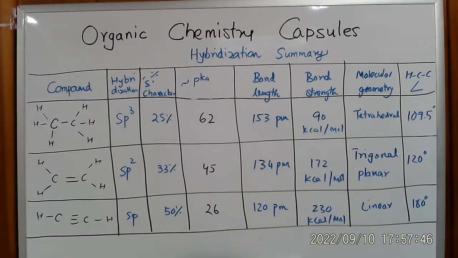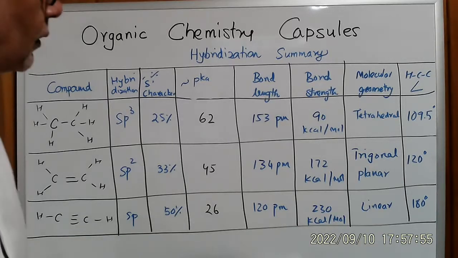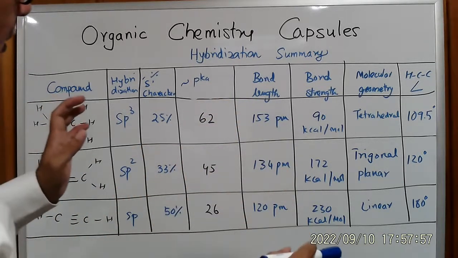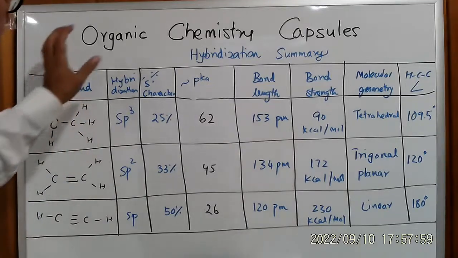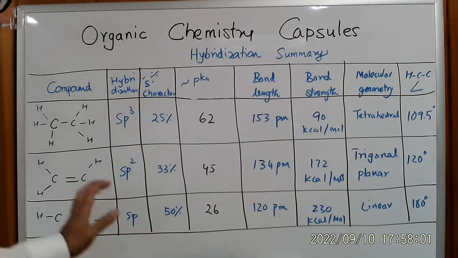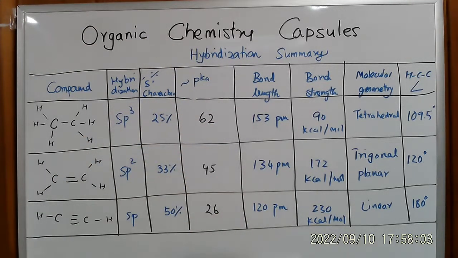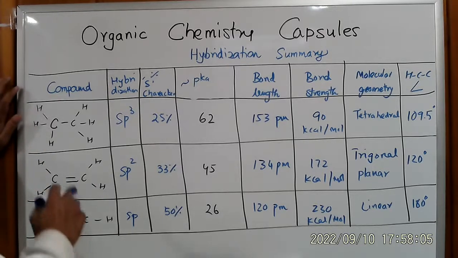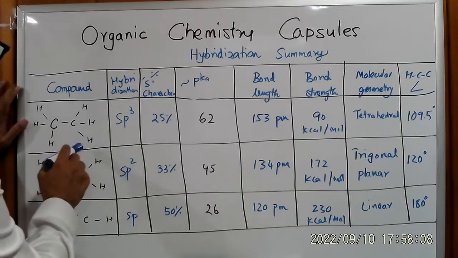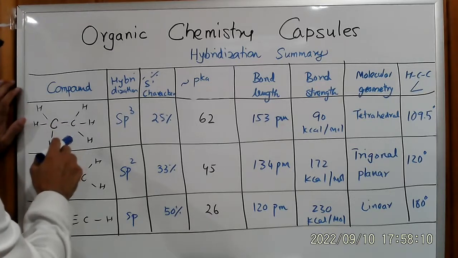In this capsule, we'll continue our discussion on the stability of anions. In order to do that, we needed to discuss hybridization, and here is the summary of the hybridization. Different types of hybridization that a carbon atom can form.